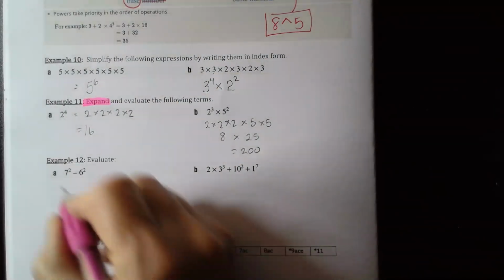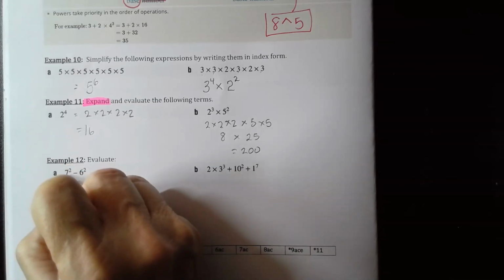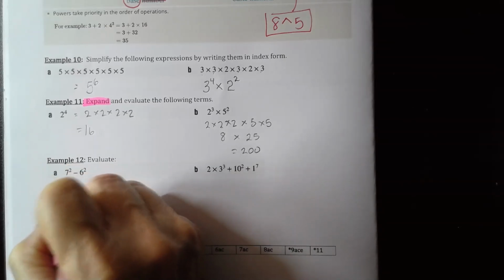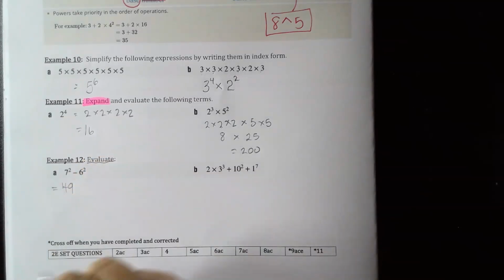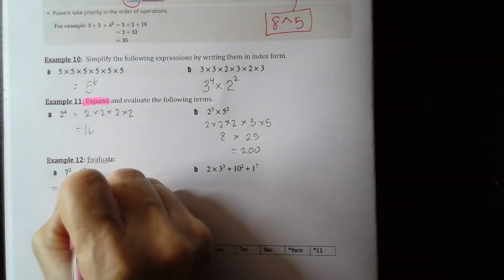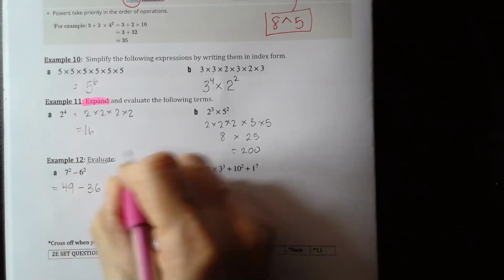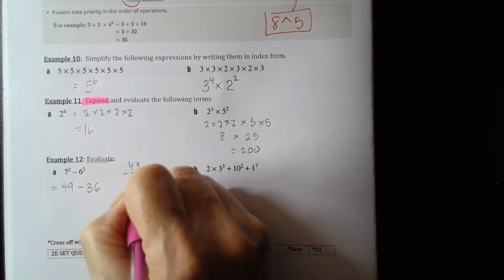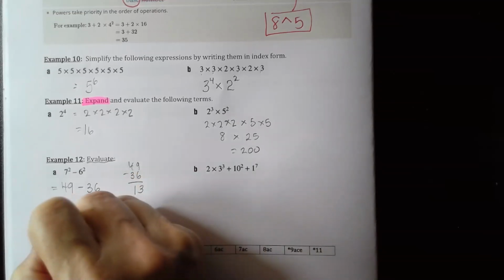All right, let's do these. 7 squared is 7 times 7, so that's 49. Remember, evaluate means get it simplified to one number. And 6 squared is 36. So I'll go 49 minus 36 is 13.